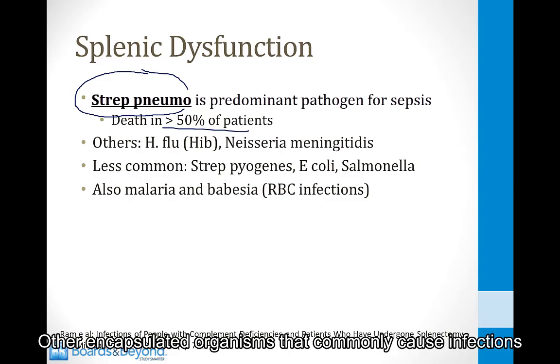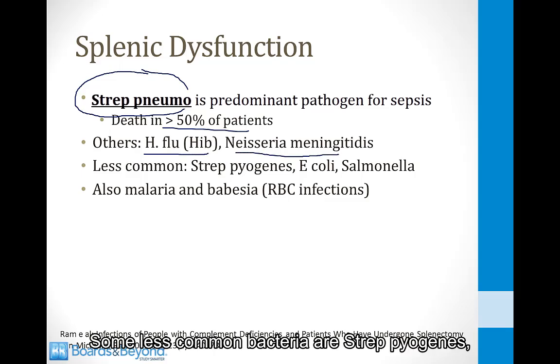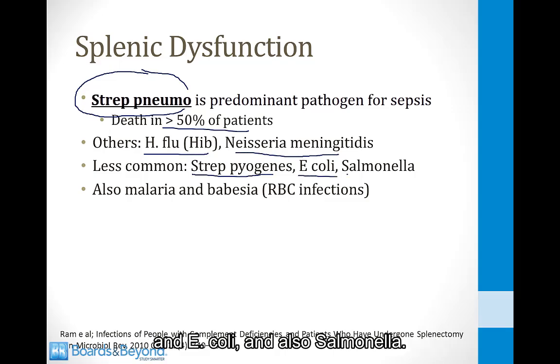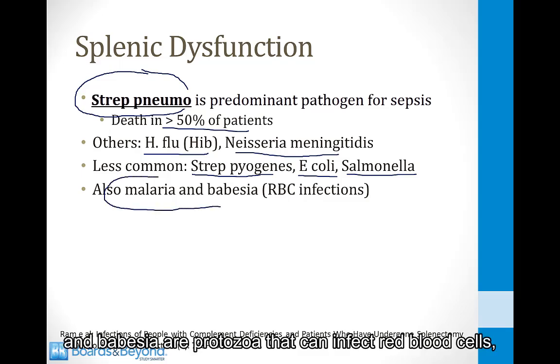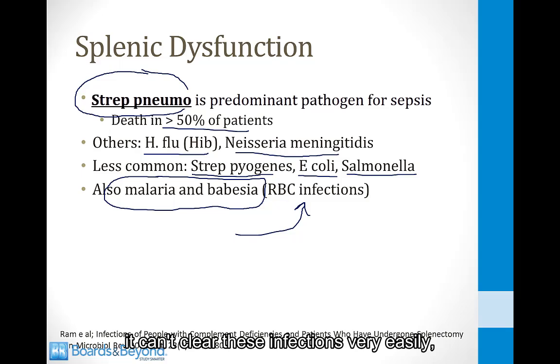Other encapsulated organisms that commonly cause infections are H. influenza type B and Neisseria meningitidis. Some less common bacteria are strep pyogenes and E. coli and also salmonella. And then finally, recall that both malaria and babesia are protozoa that can infect red blood cells, and because the spleen is absent in these patients, it can't clear these infections very easily, and they can get an overwhelming infection with malaria or babesia.